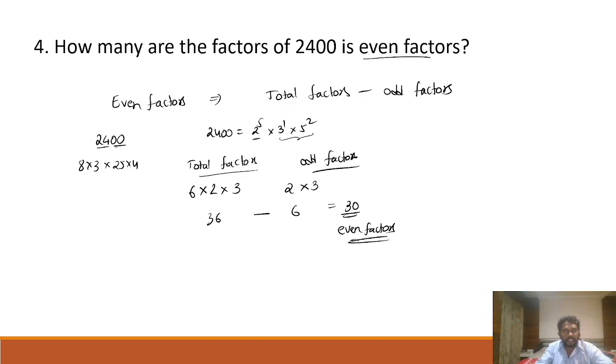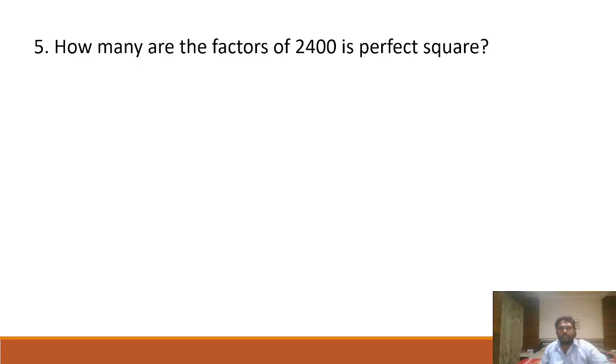You randomly take any number and try this. Okay, now next, this is one very good question guys. How many of the factors of 2400 are perfect squares? We have calculated total factors, odd factors, and even factors. And further, there will be some factors which are perfect squares.